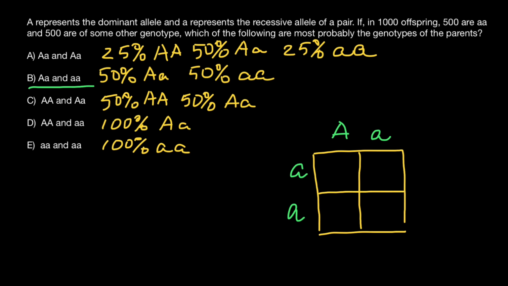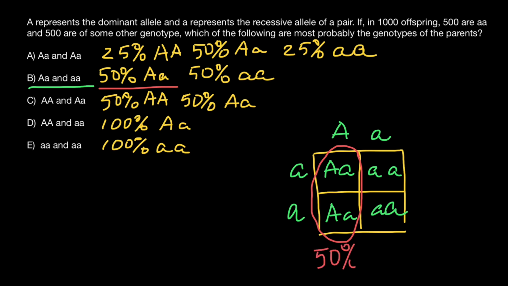Take a look. Capital A, small a here, capital A, small a here, small a, small a, small a, small a. So we have 50% of the progeny who are going to be heterozygous, and another 50% of the progeny who are going to be homozygous recessive. And this is going to be our answer today. Again, you can check any other crosses just by building a simple Punnett square.